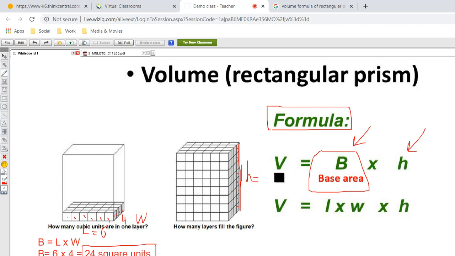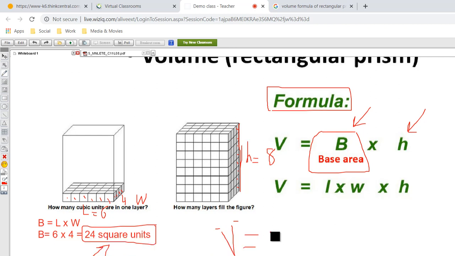So if you want to get the volume of this rectangular prism, you have to multiply the base area by height. So volume equals base area, which is 24, multiplied by 8. 4 multiplied by 8 equals 32, write 2 and carry 3. 2 multiplied by 8 equals 16, and 3 makes 19, so it will be 192 cubic units.